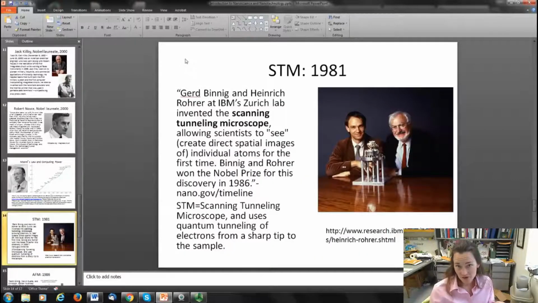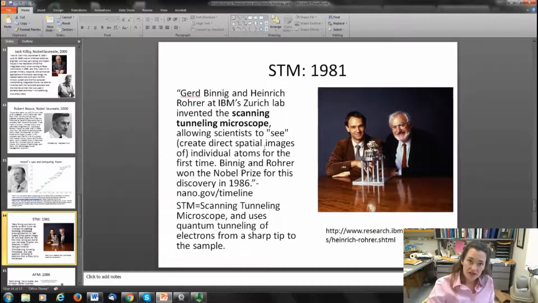Now, further microscope advances. The scanning tunneling microscope, or STM, was invented in 1981 by these two gentlemen pictured here, Gerd Binnig and Heinrich Rohrer, and it was invented at IBM's Zurich lab. And it, for the first time, allowed scientists to see, which means, of course, create direct spatial images of, because seeing implies light, which isn't the case. But anyway, individual atoms for the first time, and they won the Nobel Prize for that in 1986.